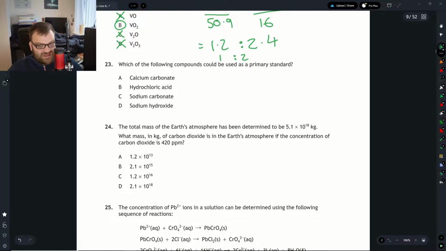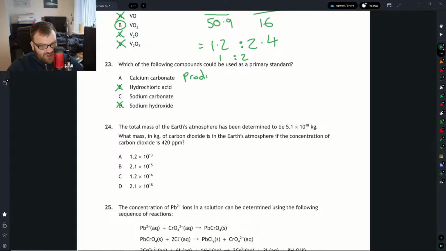Looking for a primary standard. These are the chemicals which are going to be available in high purity, stable in air and in solution. They have got a relatively high GFM. So which ones can we get rid of? Well, we have got quite reactive acid and base, so let's get rid of those ones. We've got calcium carbonate and we've got sodium carbonate. Calcium carbonate, or chalk, is prone to decomposition. If you heat that up, it will break down and give off carbon dioxide.